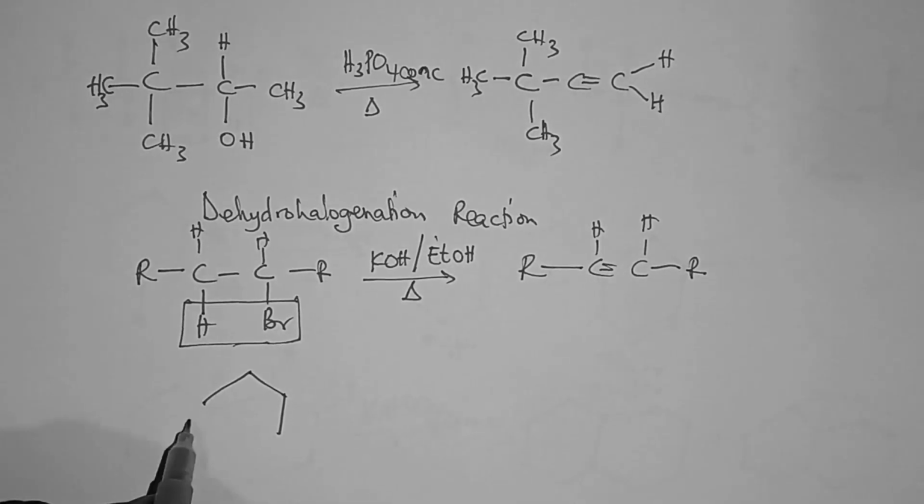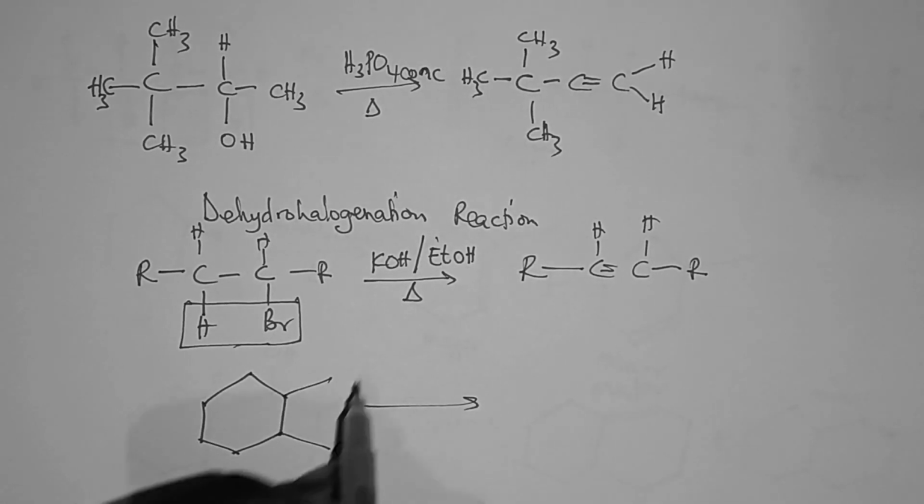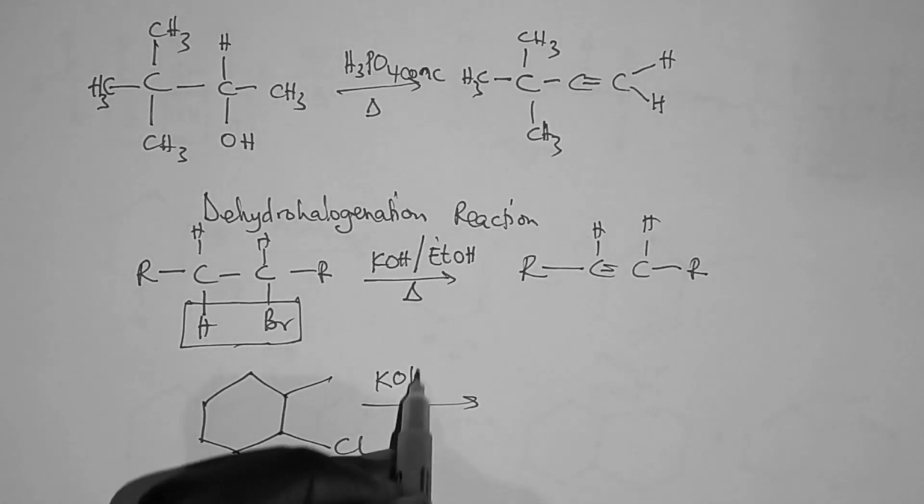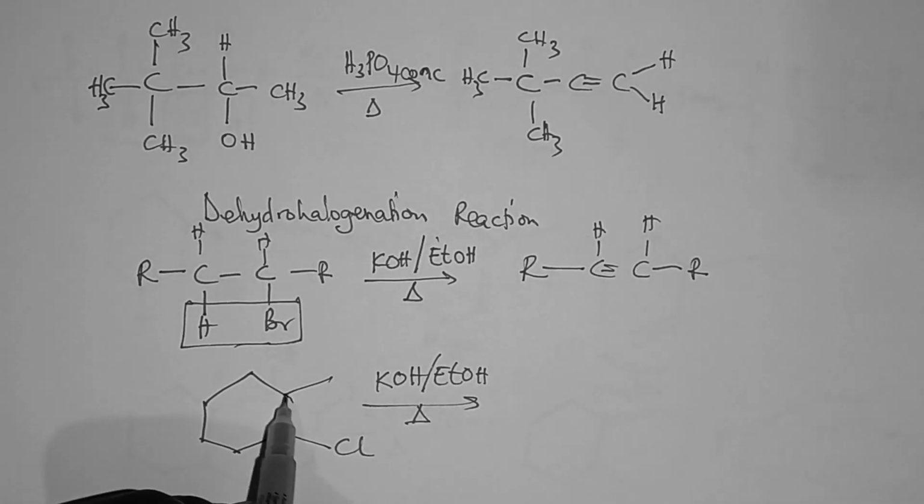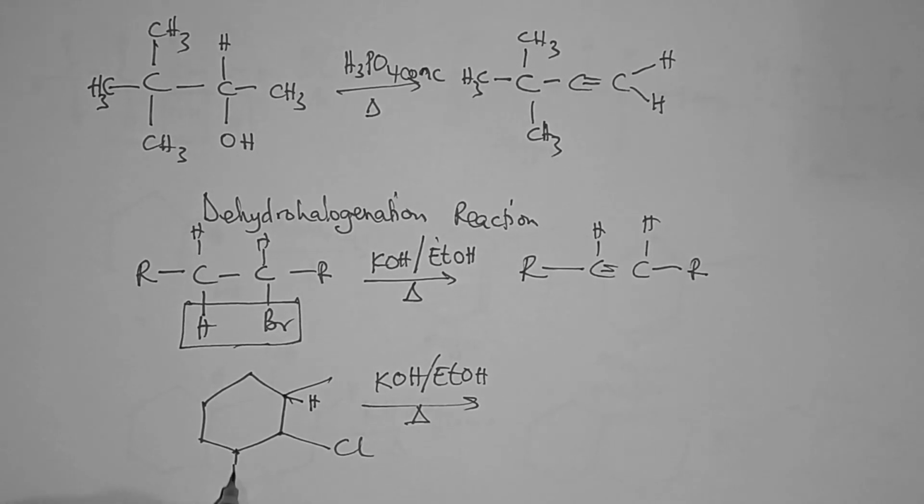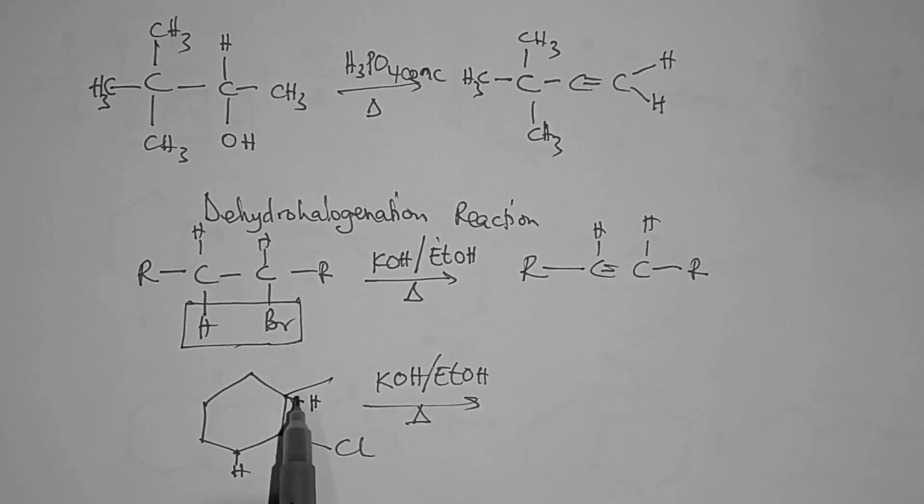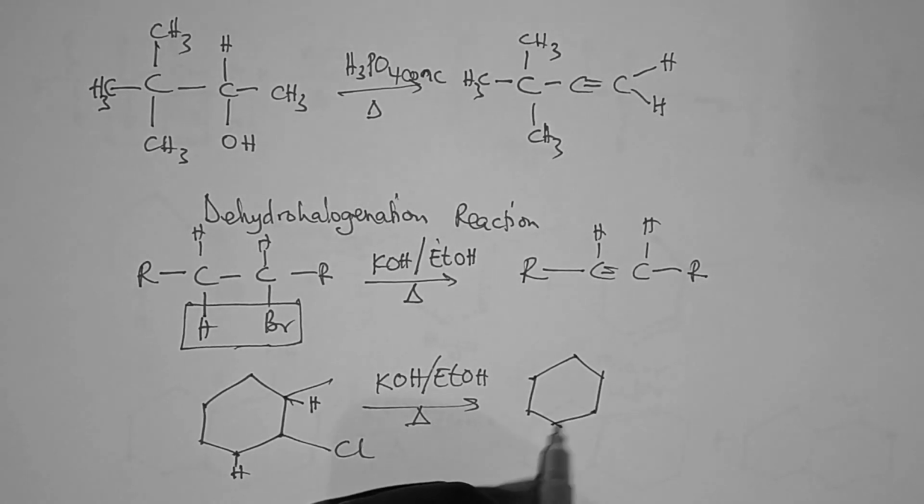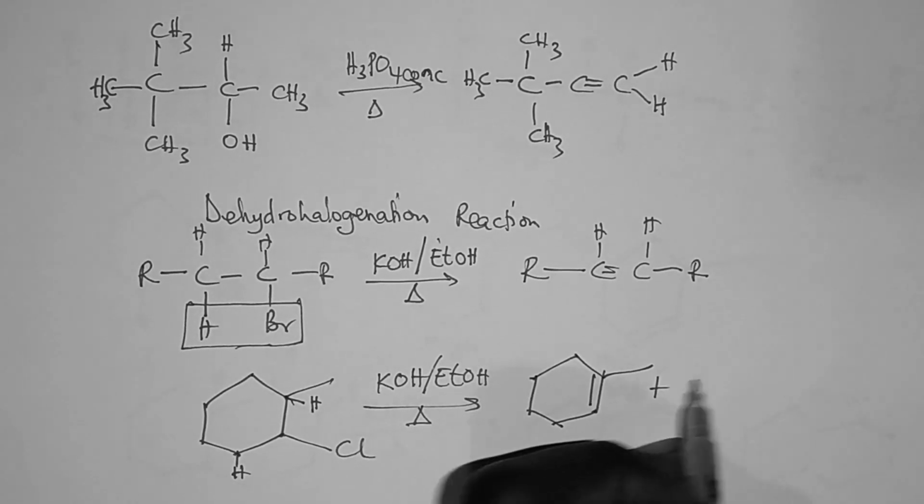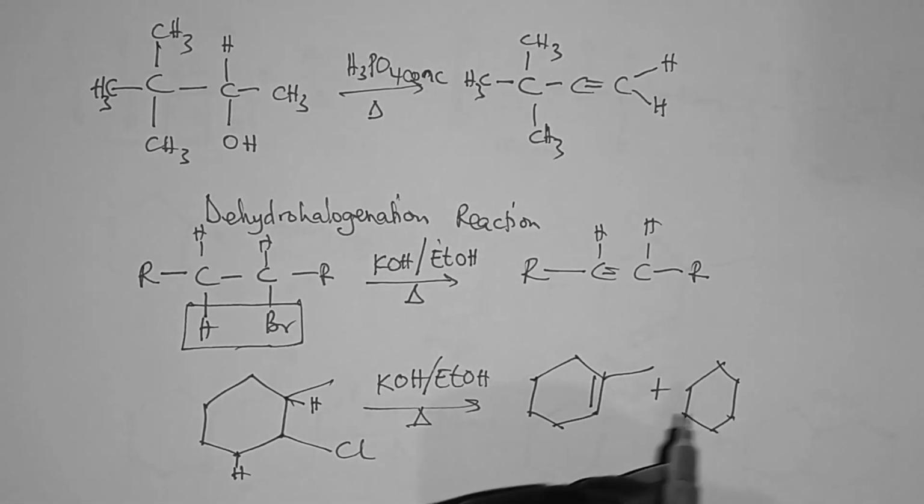So consider this reaction. What will be the product formed in a dehydrohalogenation reaction? You see that there is a proton here and there is another proton here. HCl could be removed from here and HCl could also be removed from here. And therefore this reaction will form two products. We will have this product and then we will also have this product in the reaction.